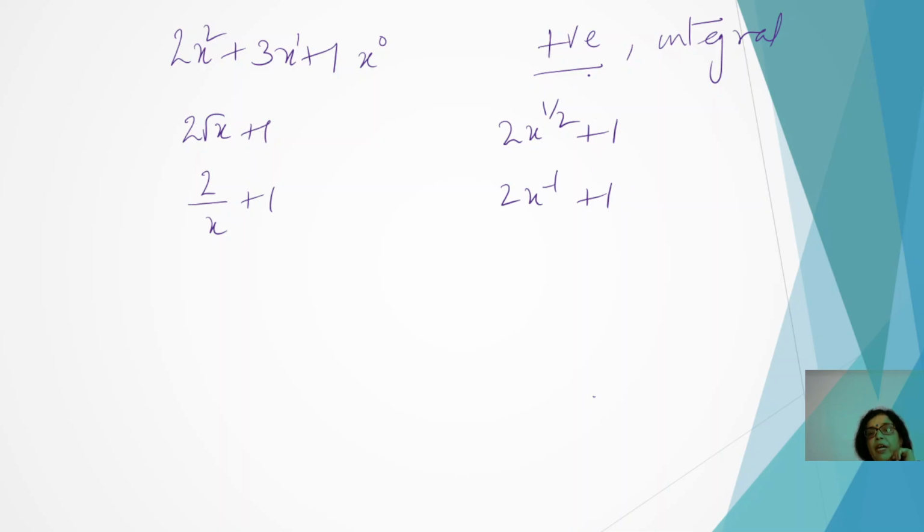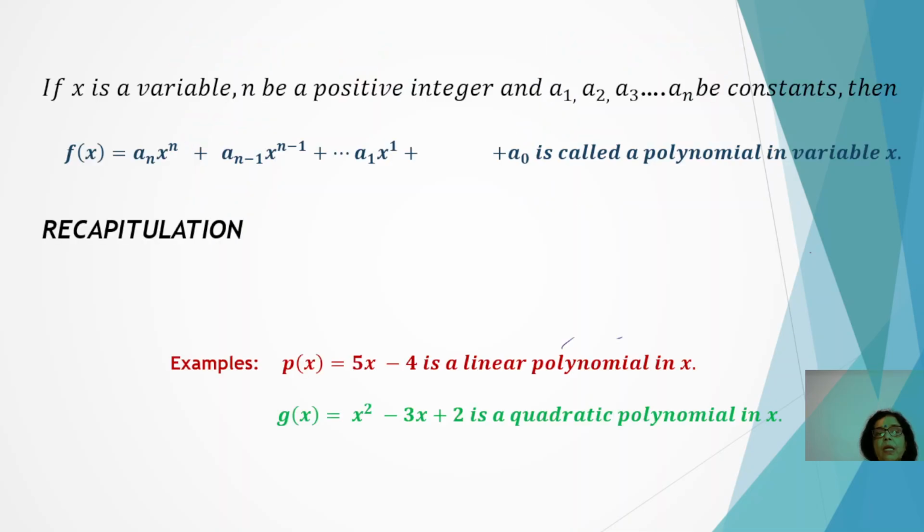So if any one of these criteria is missing, if it's either negative or a non-integer, then also it ceases to be a polynomial. So in order to identify a polynomial, we must check all the variables of all the terms and see whether they are positive and integral in nature. Now this is a general representation of a polynomial. This is an nth degree polynomial because the highest index of x is n over here. So this is called an nth degree polynomial.